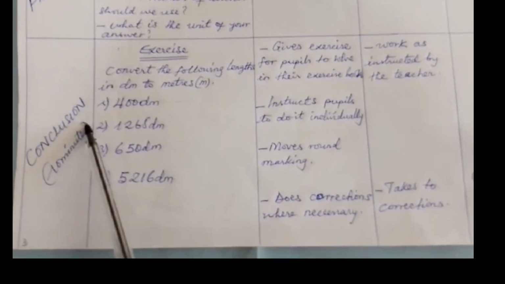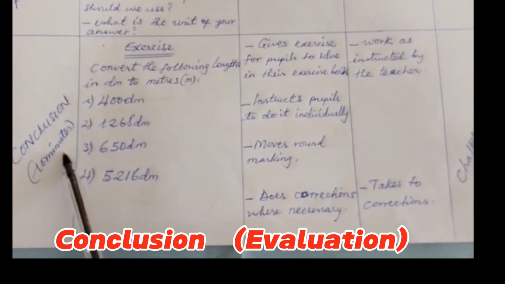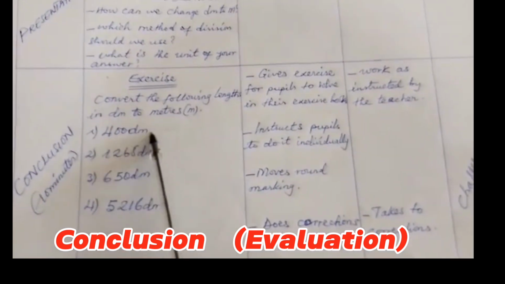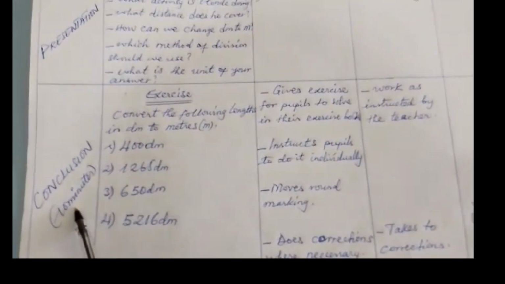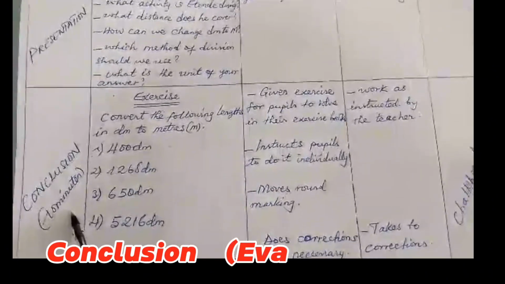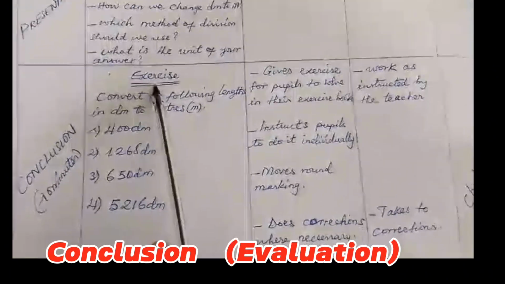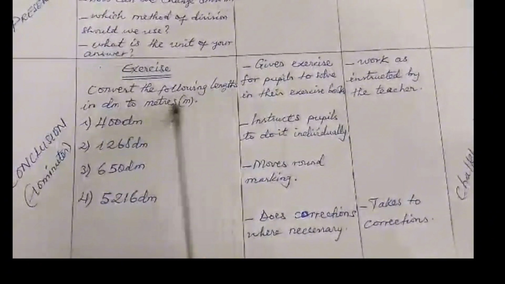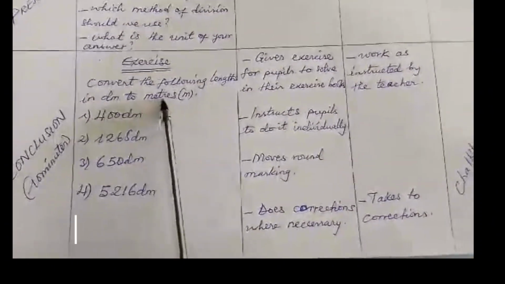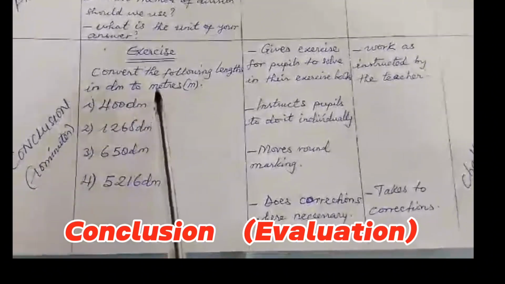And remember, the conclusion stage is going to run for 10 minutes. It is the last stage of our lesson. So here you evaluate the children. You're trying to find out if the lesson has been digested. Remember, in our specific objective, it was written that the children should be able to solve 3 out of the 4 questions that will be given. And here are the 4 questions.